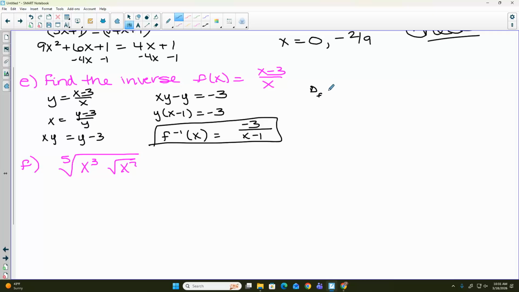Domain of the function is the same as the range of the inverse. What's the domain of the original function? Can't be 0. Right. The range of the function is the same as the domain of the inverse. Look at your inverse. What can x not be?